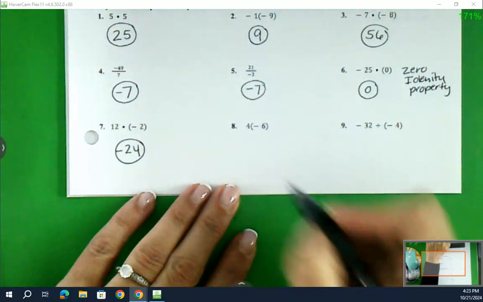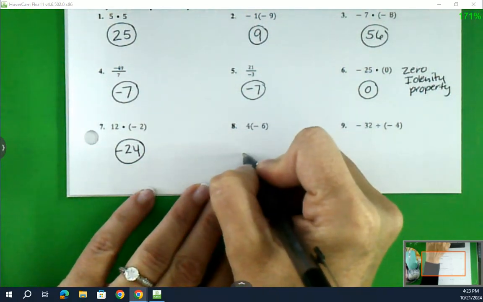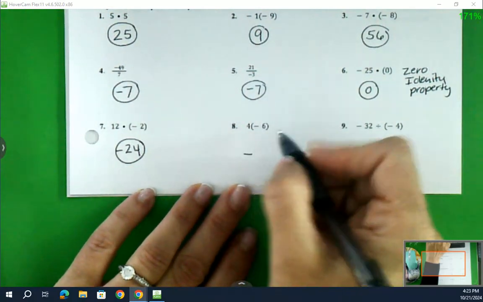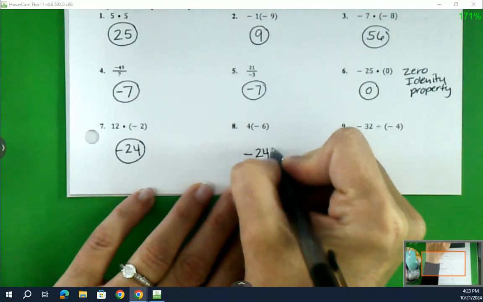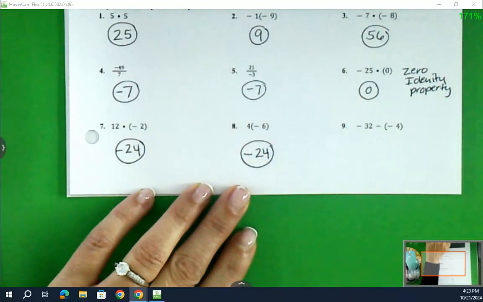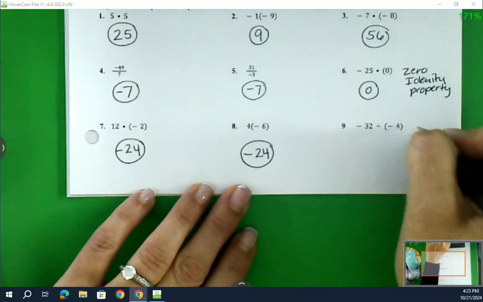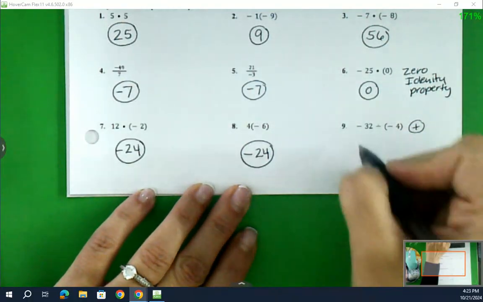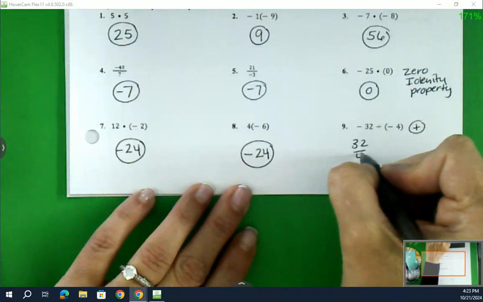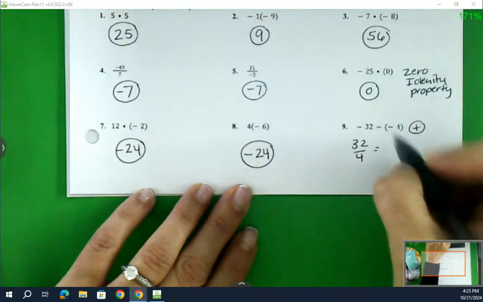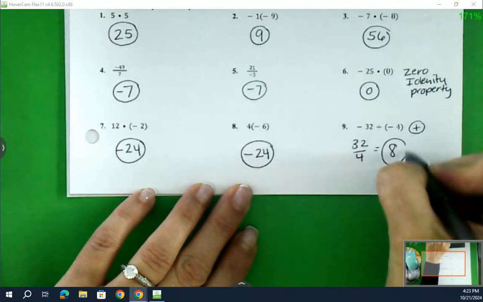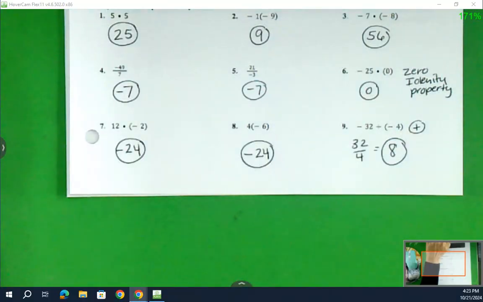For number 8, we have 4 times negative 6. Different signs means negative, and 4 times 6 is 24. So again, we have negative 24. And lastly, we have same signs here for division. We're going to have a positive answer, 32 divided by 4. Well, 4 goes into 32 8 whole times, so our answer is positive 8.